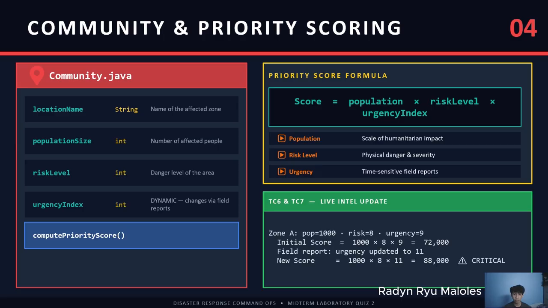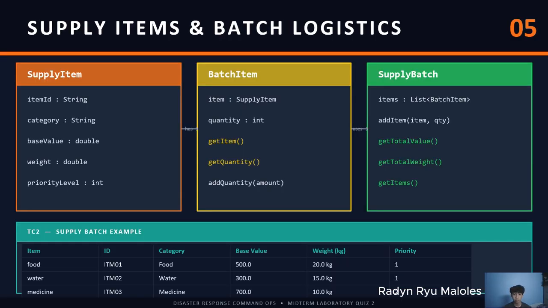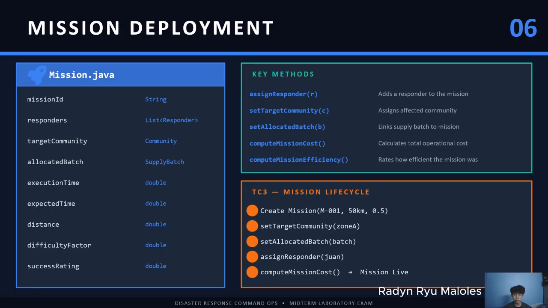relief goods available. For inventory management, we use a BatchItem as a wrapper to link an item with its required quantity, which is then grouped into the larger SupplyBatch. The Mission class ties everything together as the core operational component. And finally, the Main serves as our driver program containing all the executable test cases.